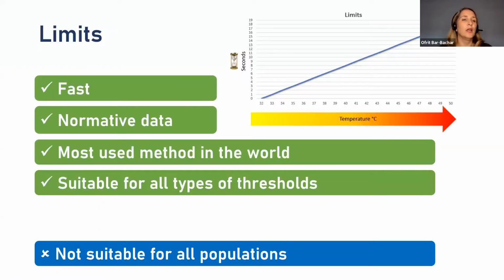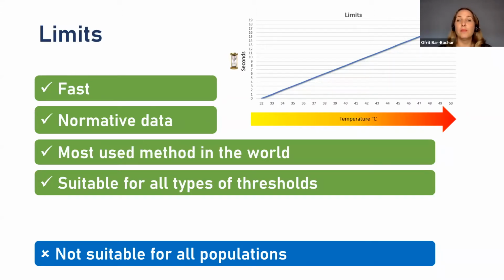The advantages of the limits test are that it's quite a fast test to do. There's quite some normative data that has been collected around the world, and it's one of the most used methods around the world. Additionally, it's very suitable for all types of thresholds, for instance, for cold detection, but also for cold pain threshold, and for warm detection and for heat pain threshold.